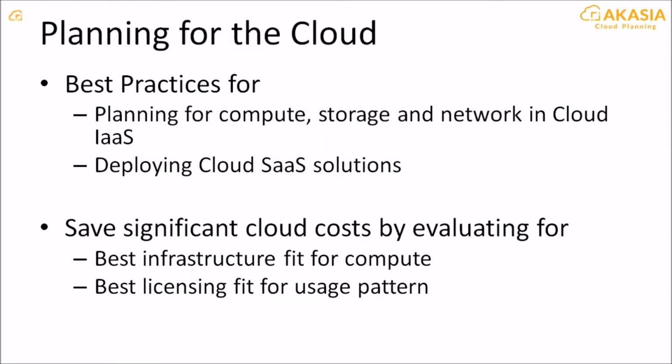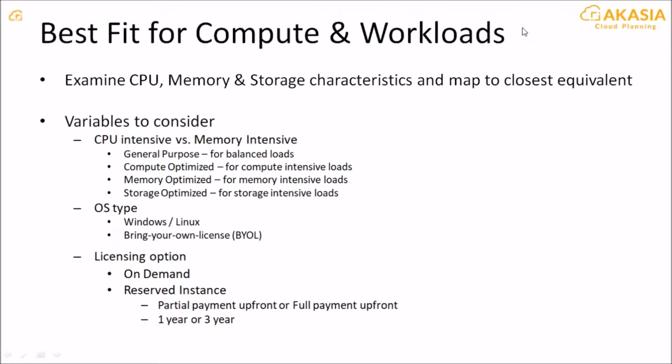So now to drill down a little bit more, let's examine the CPU, memory and storage characteristics and map to the closest equivalent. So what we have here are, if you look at the compute types, you have various options. You have general purpose, which is for balanced workloads. Just compute options in the cloud. You have several varieties that you can pick from, depending on the characteristic of your workload.